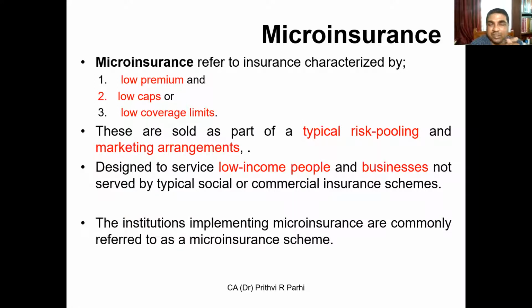So for this policy, the premium rate is normally low, and there is an upper cap as regards to sum assured. Low coverage limit, specific age limits are there. Right. So it is intended to meet the requirement of the low income people.